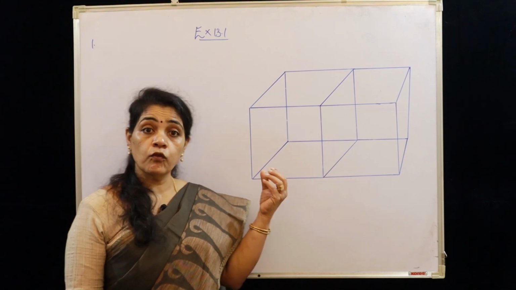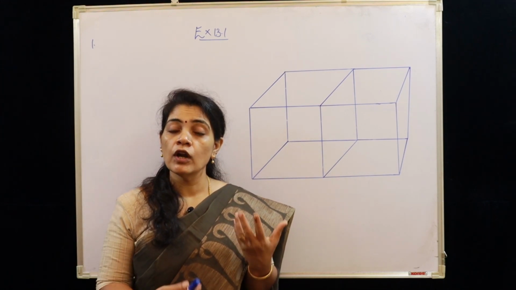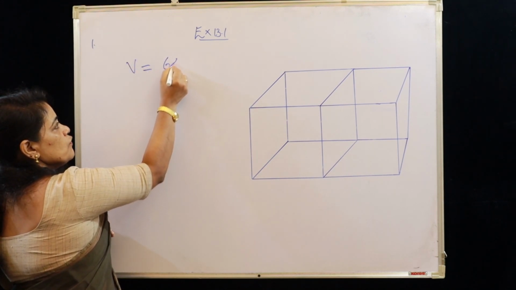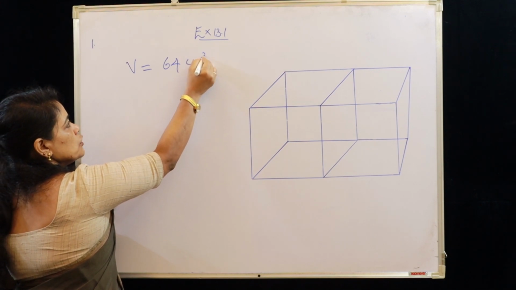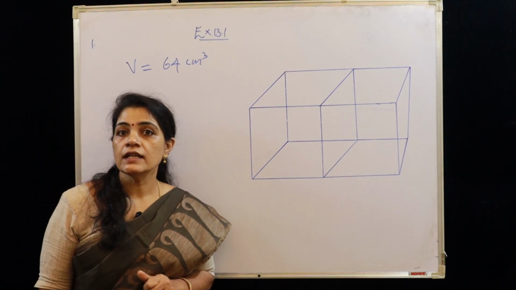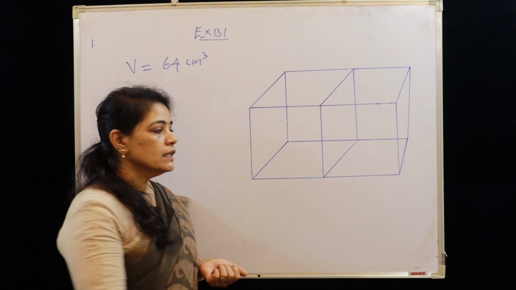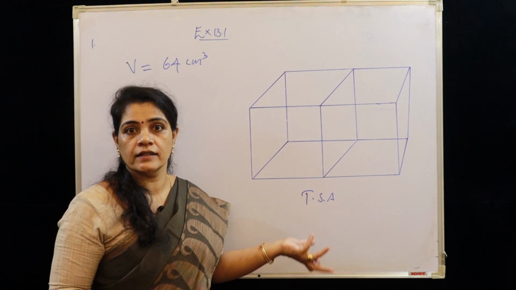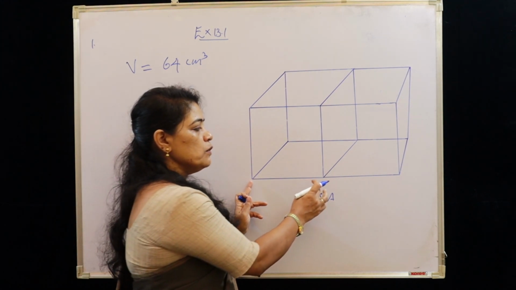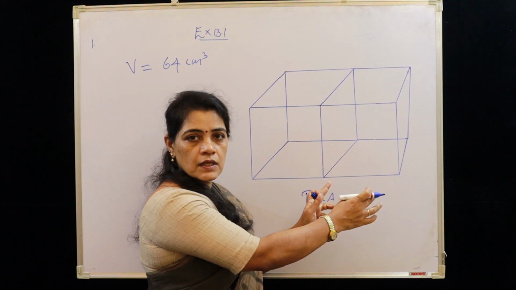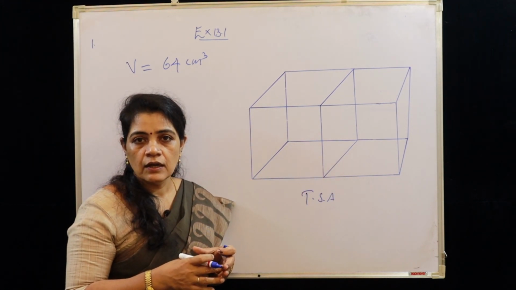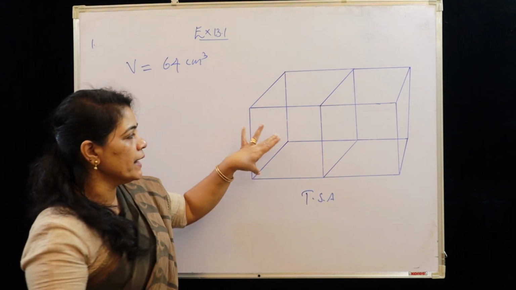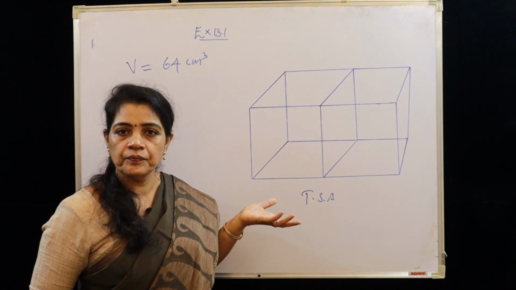And the volume of each cube is given as 64 centimeter cube. What is asked? We have to find the TSA of the resultant cuboid. That means when you join two cubes together end to end, its length gets changed, but the breadth and height remain the same.